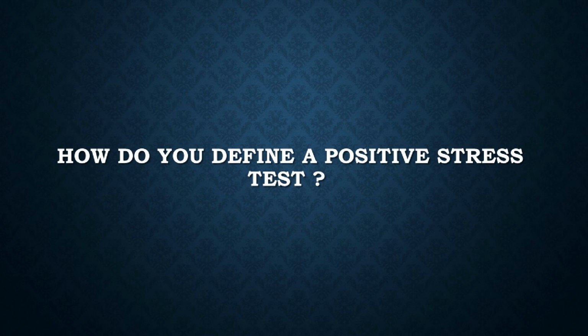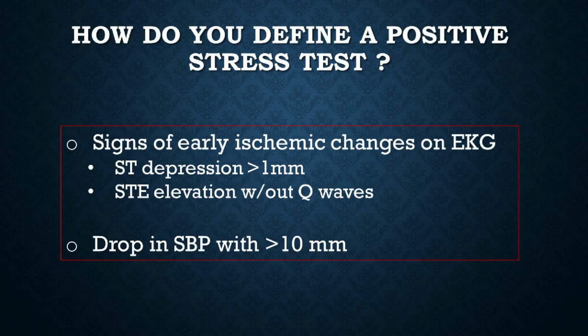Question: how do you define a positive stress test? Answer: if during the stress test you noticed early ischemic changes on the EKG, which are ST depression more than 1 mm, ST elevation without Q waves, or drop in systolic blood pressure of more than 10 mm, these are all positive stress test results. Then you have confirmed stable angina and you need to send your patient to the PCI unit to determine the vessels involved and the percentage of their occlusion.